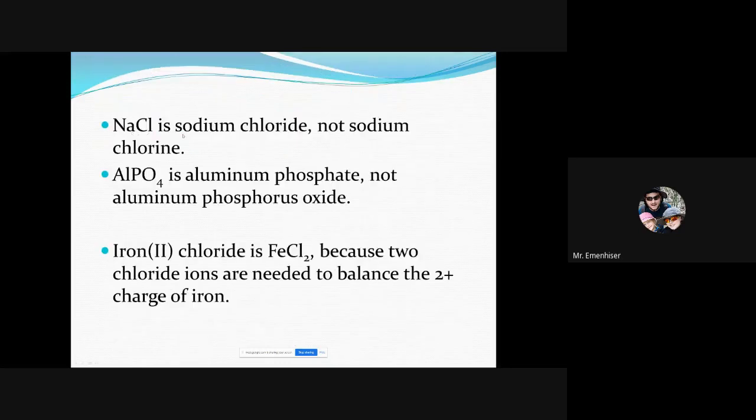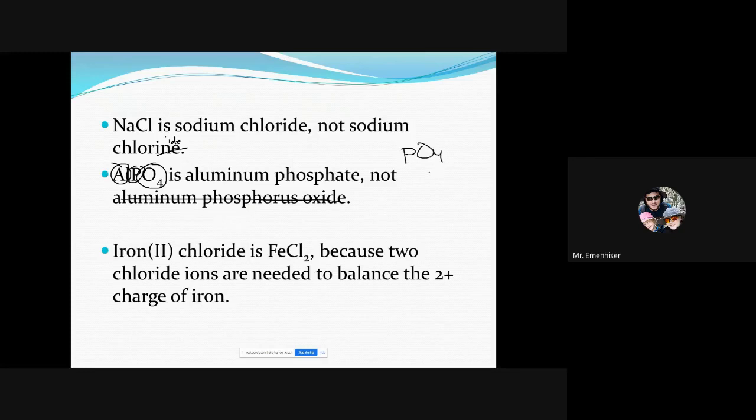Okay, so NaCl is sodium chloride, not sodium chlorine. So we change the last part to IDE, sodium chloride. Aluminum phosphate. This is not aluminum phosphorus oxide. It's called aluminum phosphate. Phosphate is PO4.